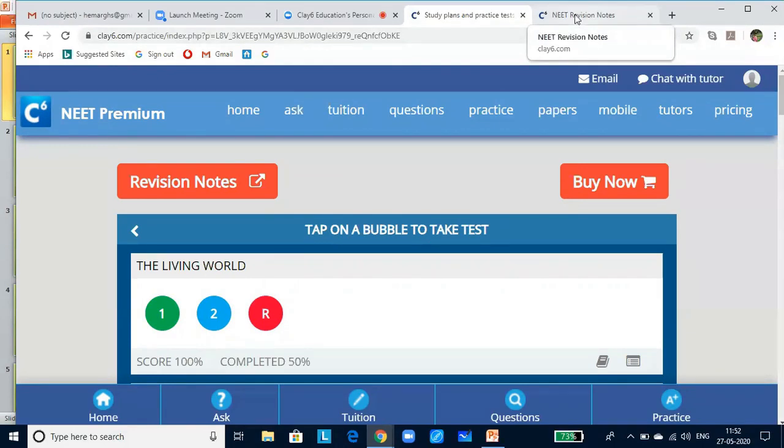But from our analysis of biology papers, we see there are 3 kinds of questions. One is NCERT based questions. That is, they will be asking directly from the textbook. Around 68 to 70 questions will be straight from the NCERT textbook. So if you have learned the NCERT concepts and the text properly, it is going to be a cakewalk.